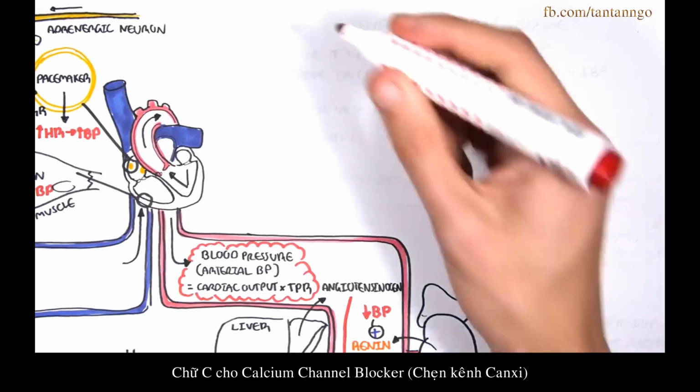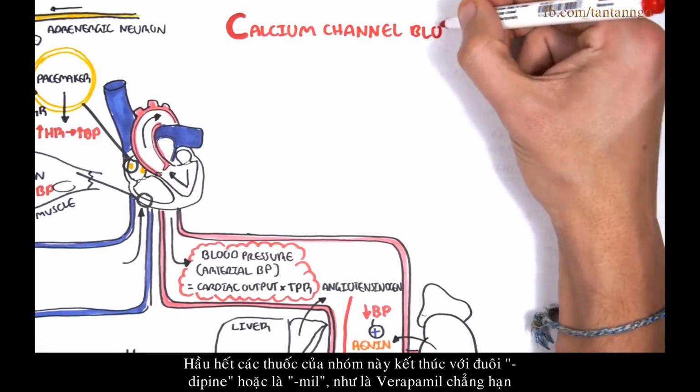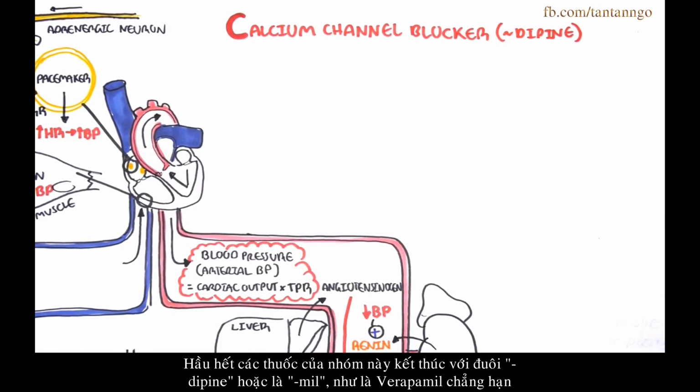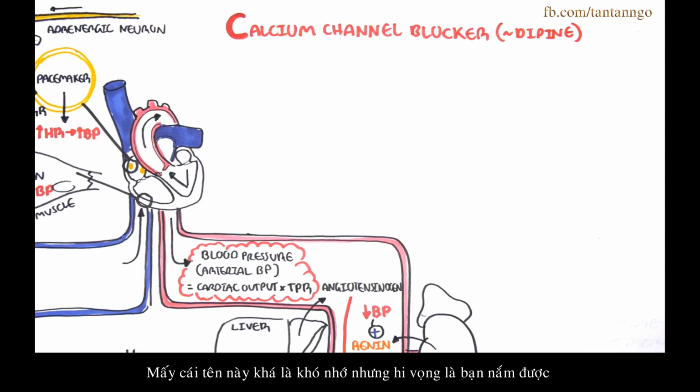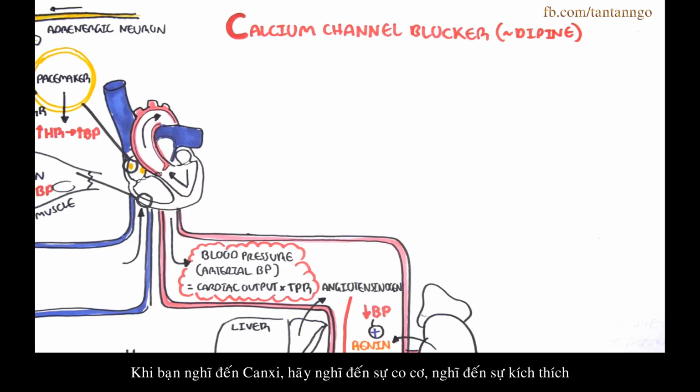And the C's are the calcium channel blockers. Most names for calcium channel blockers end in or sound something like dapine or mil. So for example, verapamil. These are kind of hard to remember, but hopefully you get the idea. Anyway, in order to understand calcium channel blockers, we need to understand calcium and its role in the body. When you think of calcium, think of muscle contraction.